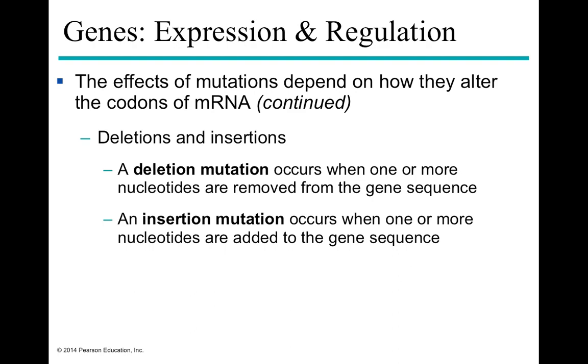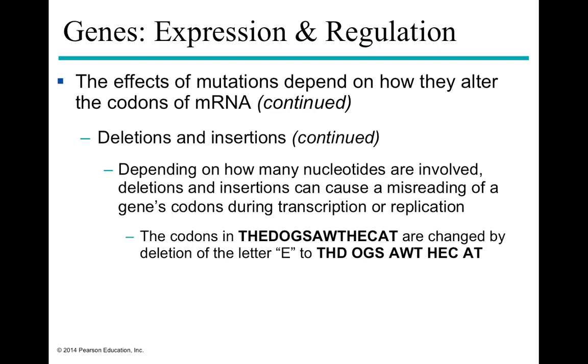But if we have a deletion or an insertion mutation that's not a set of 3, say a set of 4 or 5, then you can end up with what's called a frame shift mutation, which means that everything downstream is going to be nonsense. So depending on the number of nucleotides involved, deletions and insertions can be fairly benign, or they can cause a complete misreading of the gene's codons during transcription, or replication.